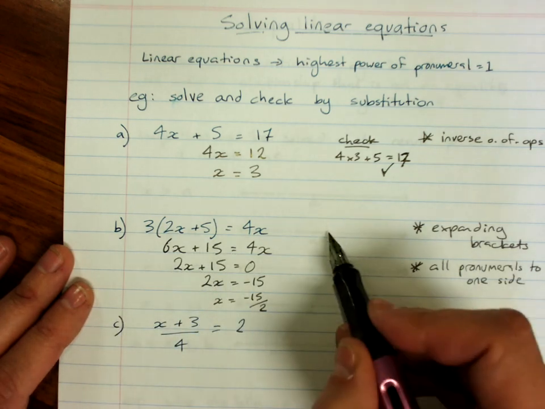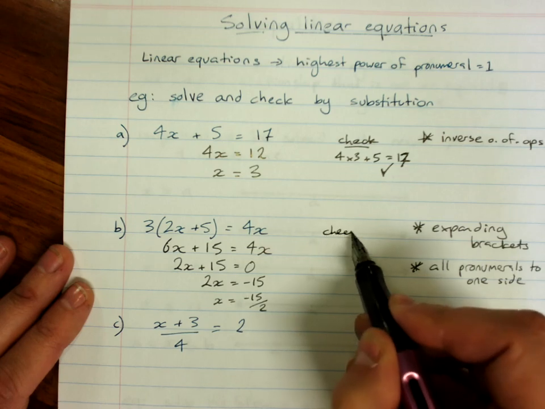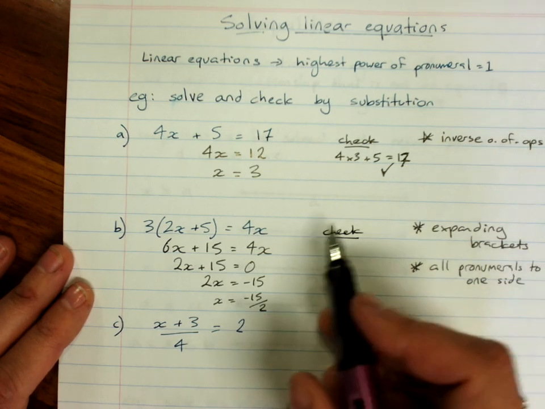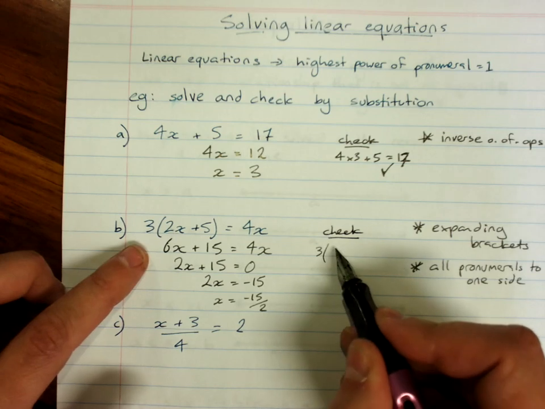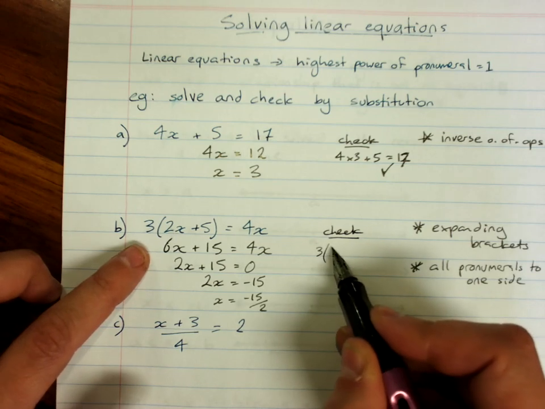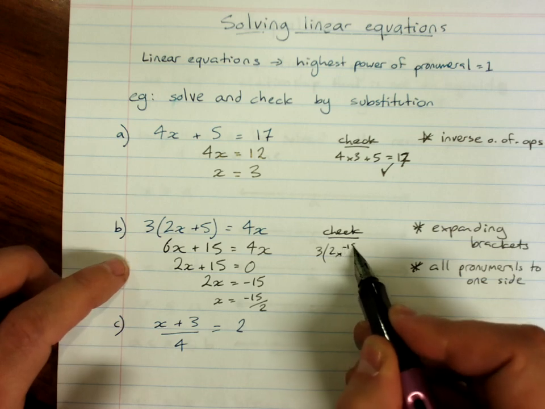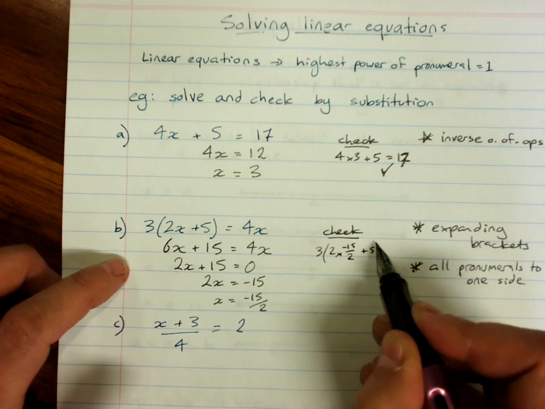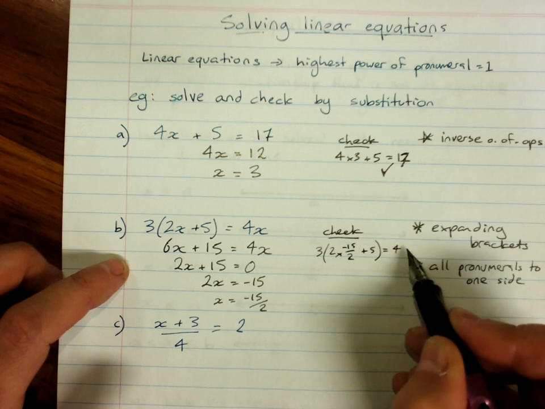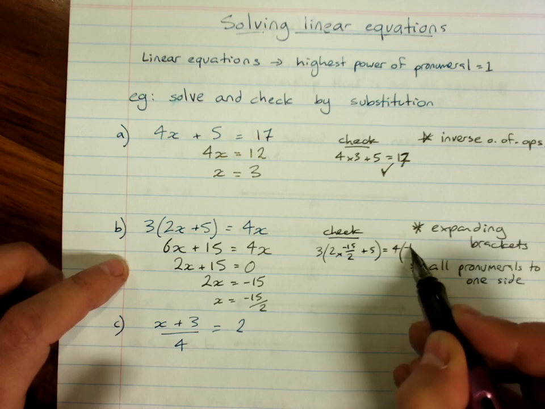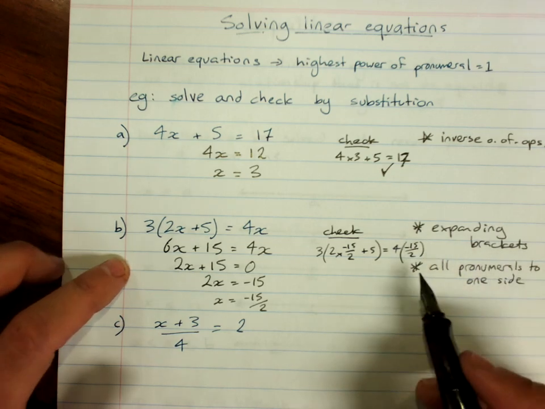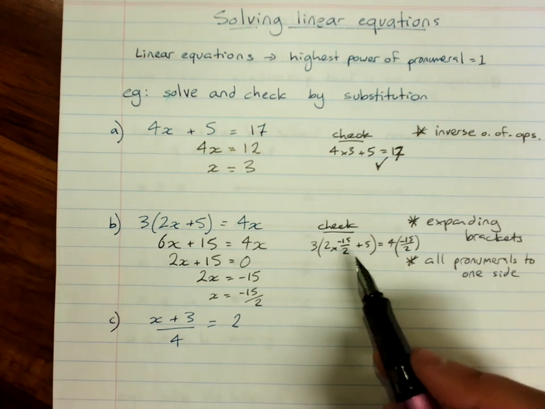That's going to be a bit of an annoying check to do. 3 outside of 2 times negative 15 on 2 plus 5 equals 4 times negative 15 on 2. Running out of space there, for which I apologise.